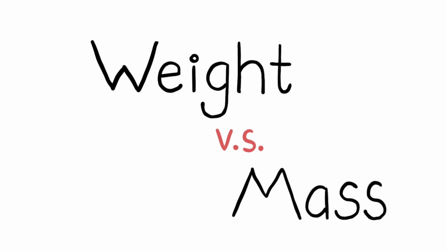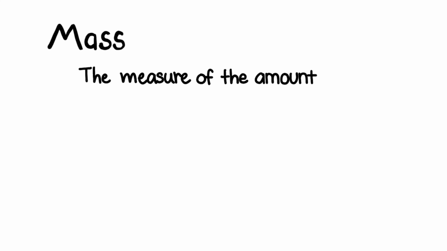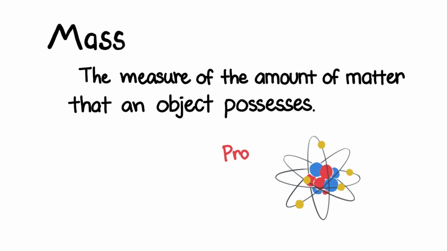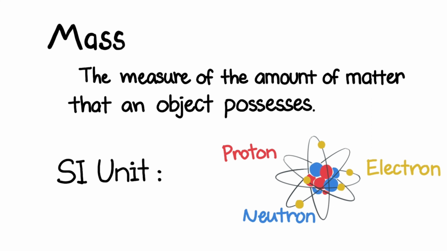To understand this, we need to first distinguish between the concepts of weight and mass. In other words, what is mass and what is weight? By definition, mass is the measure of the amount of matter that an object possesses, which includes these small components of an atom, for example, protons, neutrons, and electrons. And we measure mass in the SI unit kilograms, or kg.